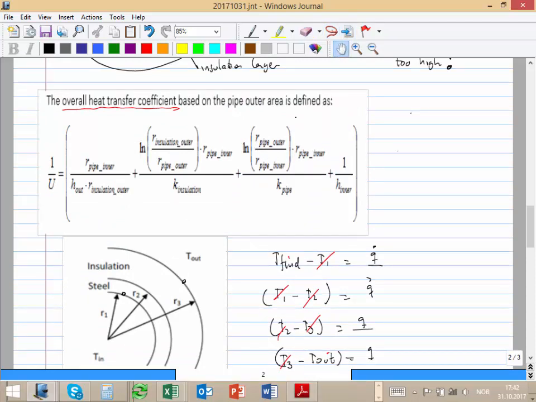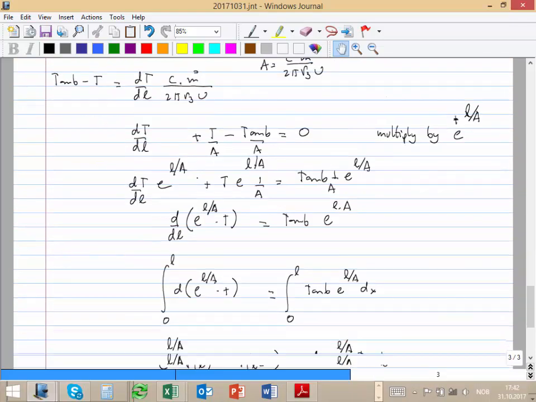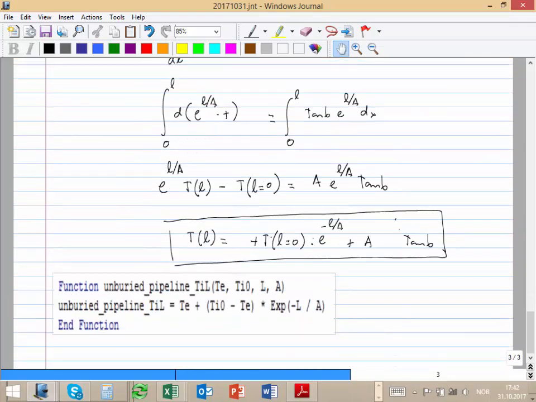The internal convection coefficient, the external convection coefficient, the conductivity of the material, everything will be the same, and also the mass flow. The mass flow doesn't change. The pipe carries the same mass flow from beginning to end.